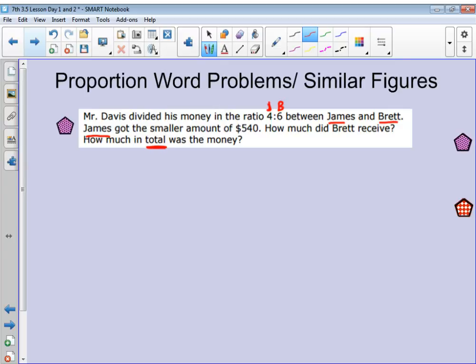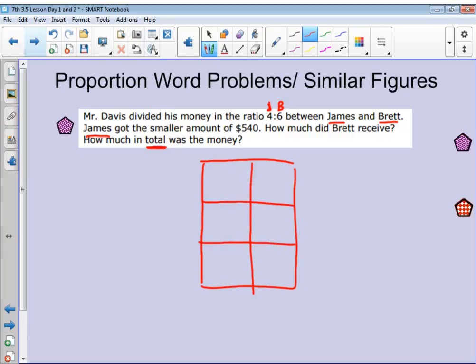So we're going to use a 6-box ratio table. Okay, so here's our table. I'm going to split it up into 2 columns of 3 each, and label off to the side. We have James, Brett, and then a total. I'm going to put my ratio numbers in this column, and my actual numbers, if they give them to me, in that second column. James was the smaller number, which was 4, which meant Brett was 6. So we're going to have to figure the total.